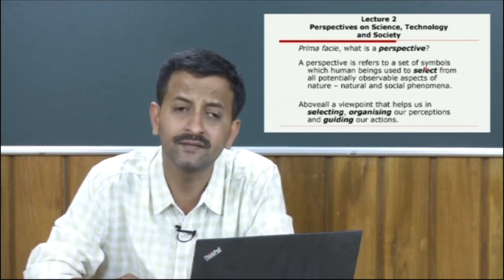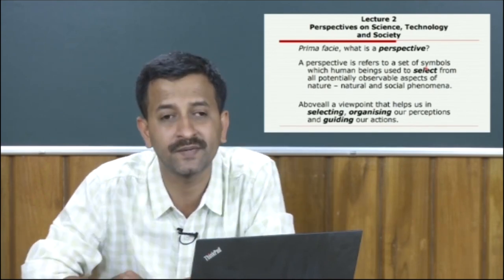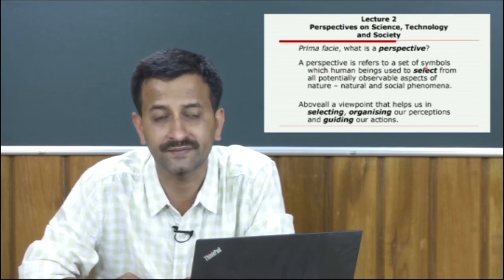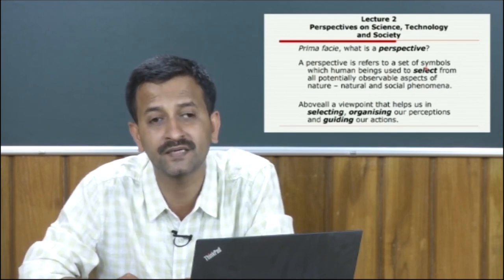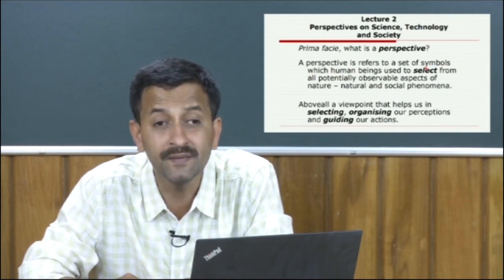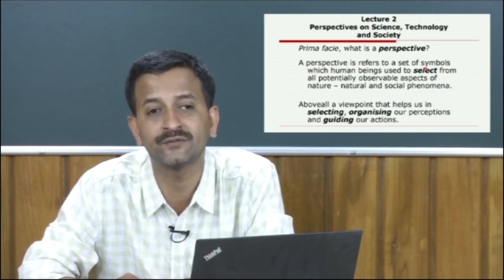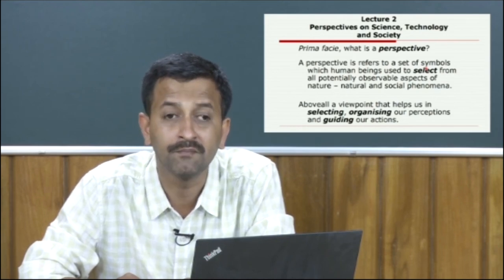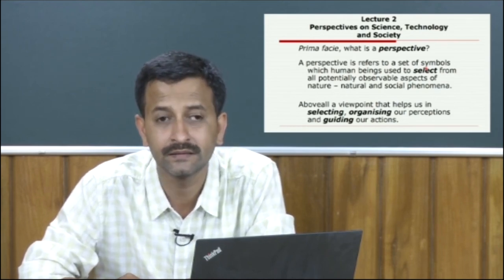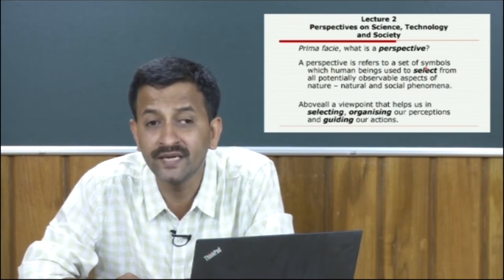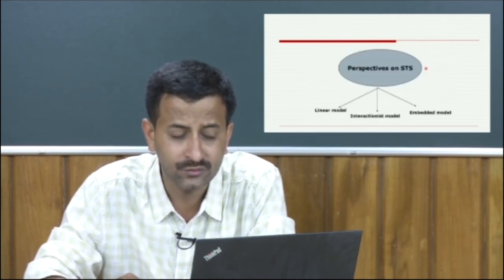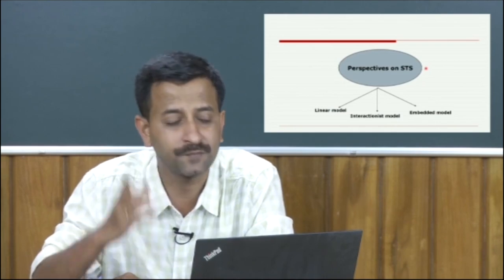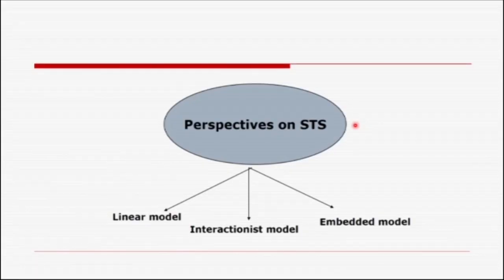And there should not be any single perspective, there must be multiple perspectives. A single perspective will be undemocratic. A single perspective is inimical to the formation of a democratic society. Whereas, multiple perspectives will lead us to a more humane society, a more democratic society. Okay? There are three models, there are three perspectives in general. It does not imply that there cannot be other perspectives, there may be multiple perspectives at hand.